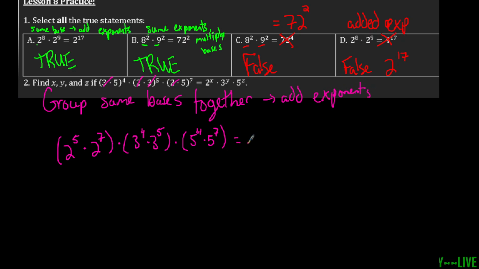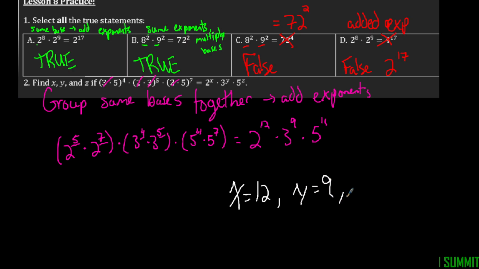So we're going to say this can be equal to, well, I add together 5 and 7, so that's going to be 2 to the 12th power. Add together 4 and 5 to get times 3 to the 9th power. And then I add 4 and 7 together to get 5 to the 11th power. So what that means is this: we're going to say that x equals 12, y equals 9, and z equals 11.